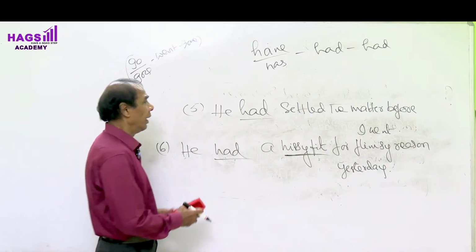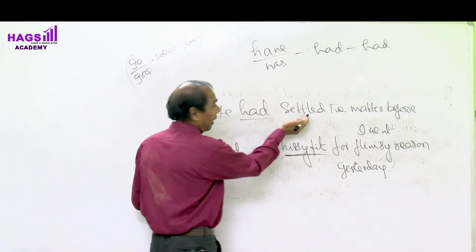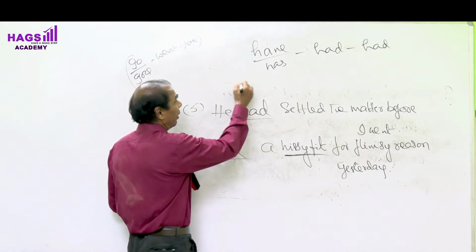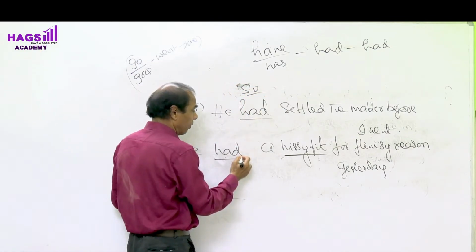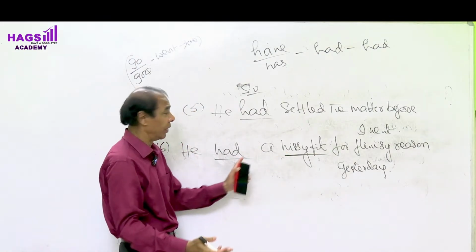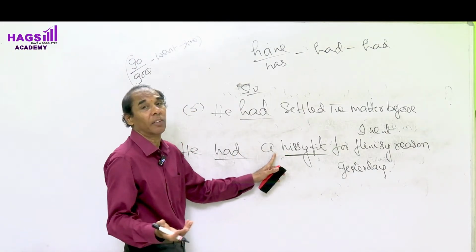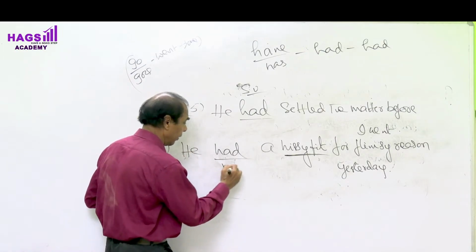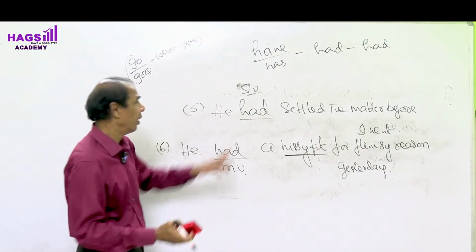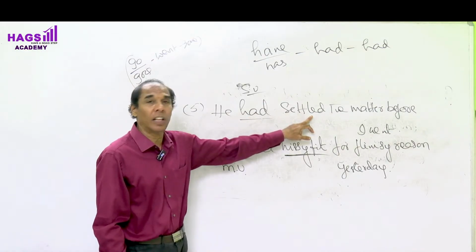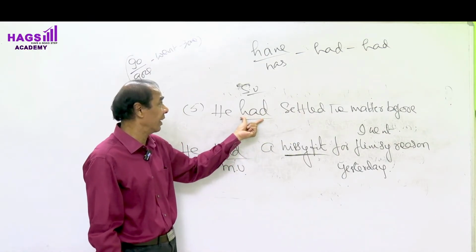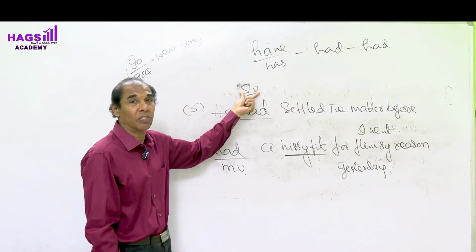Now look, he had settled. After had, another verb is here. So this is special verb. Right? After had, we have no any other verb here. So this is main verb. See, after had in the first sentence, after had we have another verb. So in this sentence, had is acting as special verb.